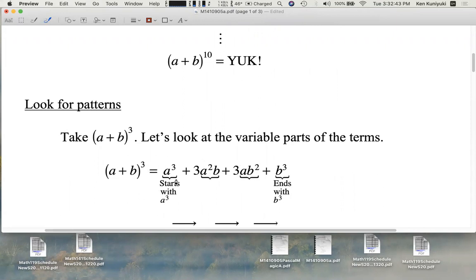But as we move from term to term, look at the variable parts. What happens to the exponents on a? What happens to the exponents on b?